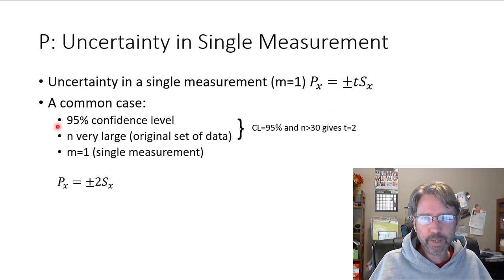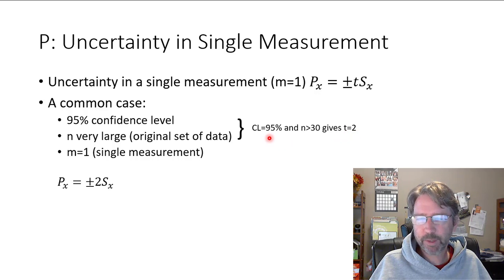A common case is if we have a 95% confidence level, and our original experiment where we generated the statistics had a large n, greater than 30. If we use those two parameters, that gives us a t of about 2.